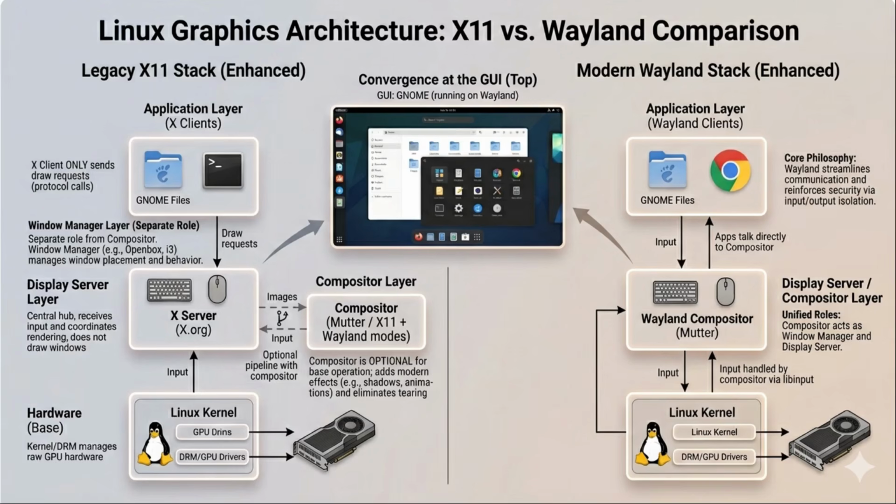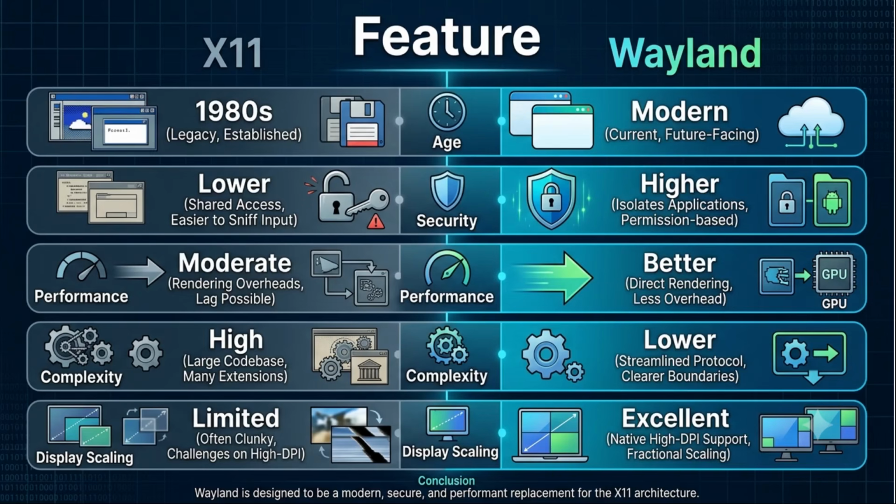The Wayland compositor sends the final visual buffer directly to the kernel's Direct Rendering Manager, DRM KMS, which fires it straight to the GPU. Wayland is the modern successor to X11.